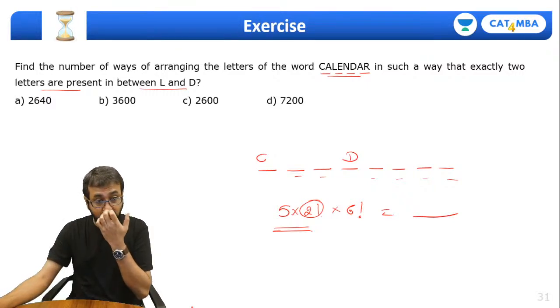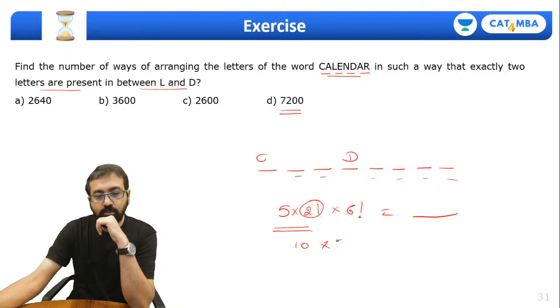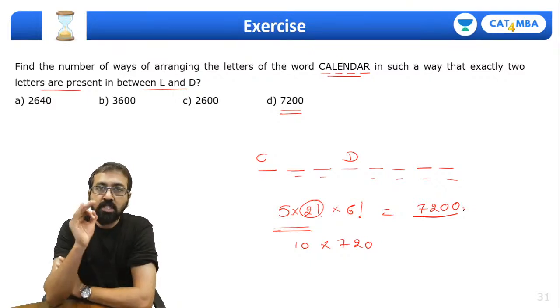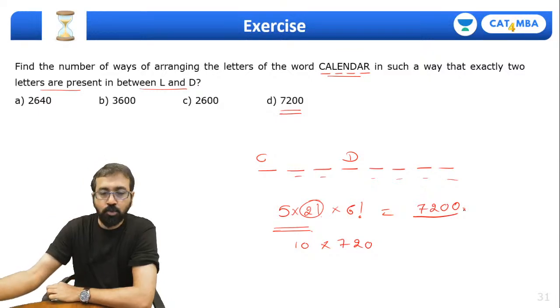This will be your answer. Okay, so if you check, it will come out to be 7200. Why? This is 10 into this is 720, so it will be 7200. Guys, so this is what you need to figure out, and don't make that mistake.